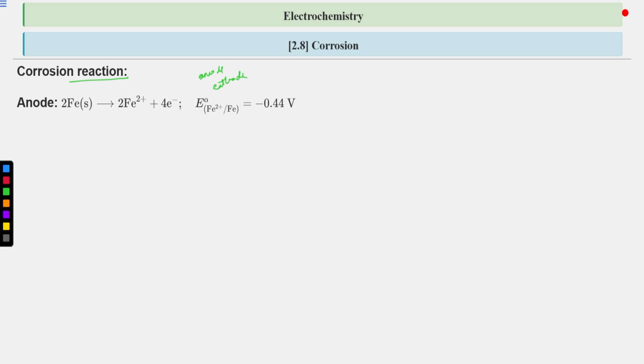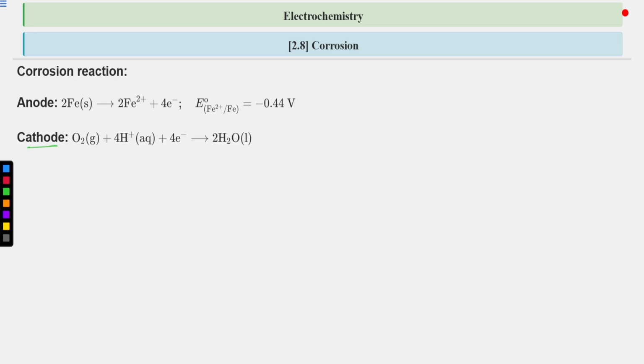For corrosion, the anode reaction is that two Fe metal atoms in the solid state will lose electrons and become 2Fe2+ ions, losing 4 electrons. The standard potential of this process is minus 0.44 volt.